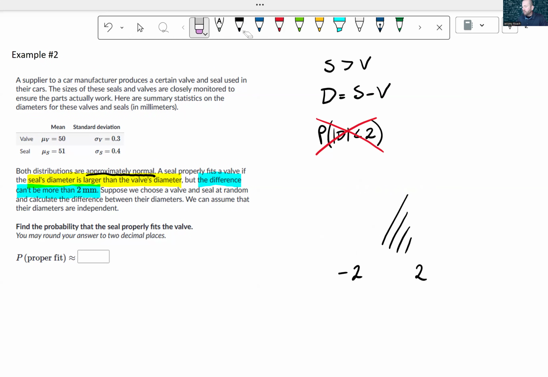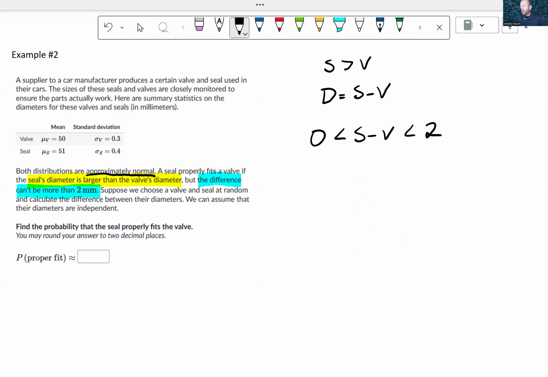So let's redefine this in terms of S and V. I think this is the toughest part of the problem because we've learned about how to solve this with the Z table already in the last example. Now I'm going to rewrite this S minus V. We're going to say that the difference has to be between 0 and 2, not negative 2 and 2, but 0 and 2. If there was a 0 difference, then it would be a perfect fit between valve and seal. And if there is a 2 millimeter difference, then it would be just 2. So we can also write this like that.